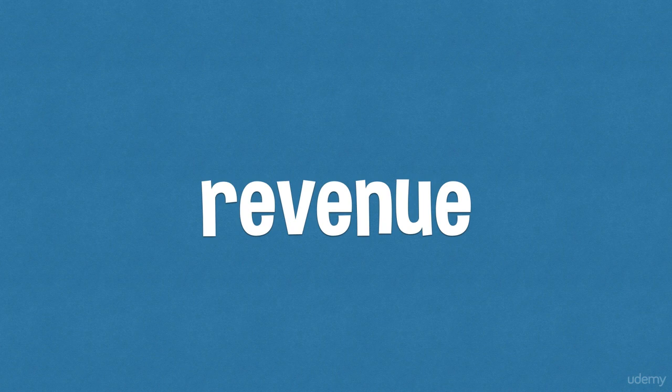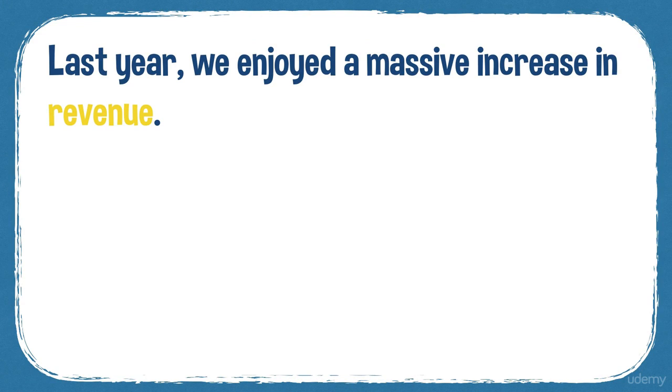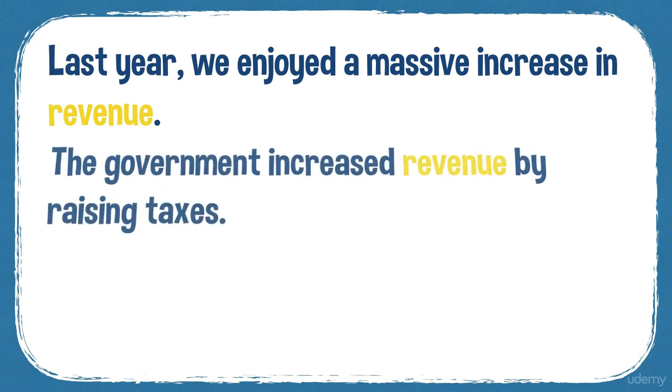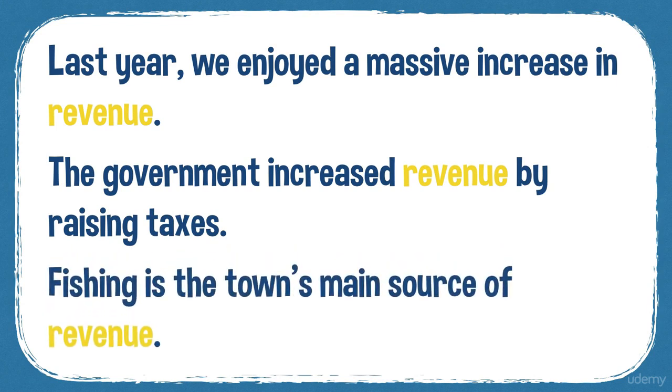Revenue. So money that a company, organisation, or government receives from people. So, for example, through sales or through taxes, is revenue. Money coming in. So, for example, last year, we enjoyed a massive increase in revenue. The government increased revenue by raising taxes. Fishing is the town's main source of revenue, the main source of money coming in.